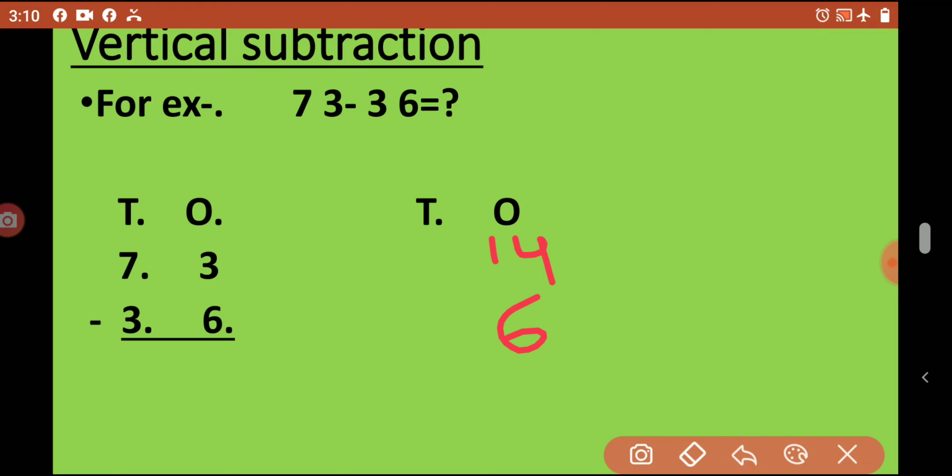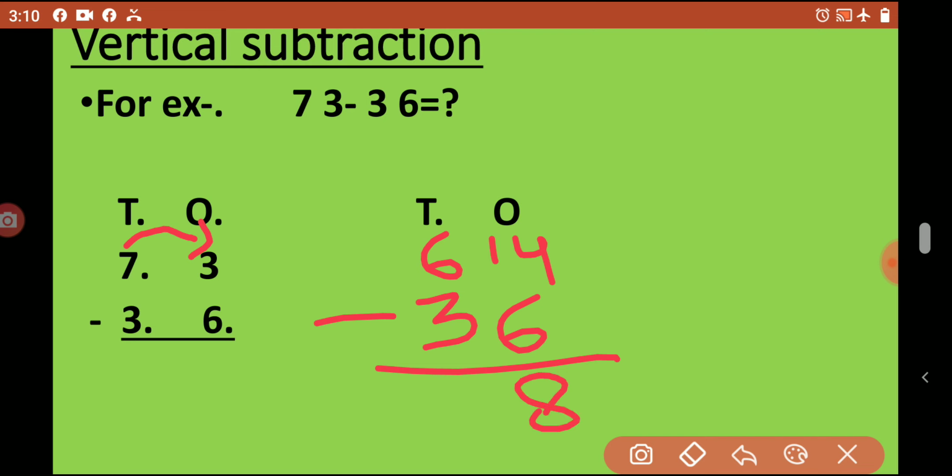In tens place 9 gives their 1 ten to 4. So in tens place there is 8. 5 remains same. Now we can subtract the numbers. 14 minus 7 equal to 7 and 8 minus 5 equal to 3. So the answer is 37.